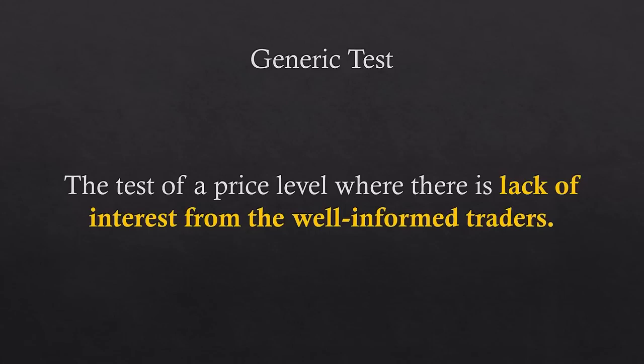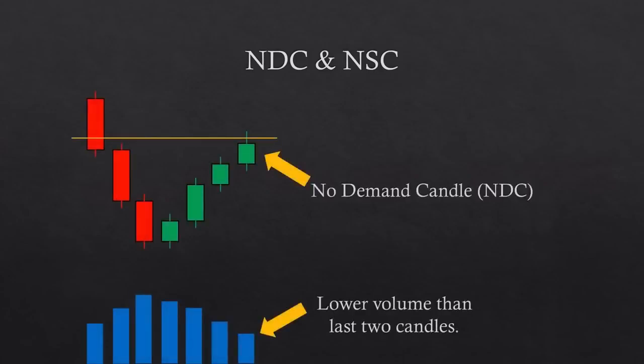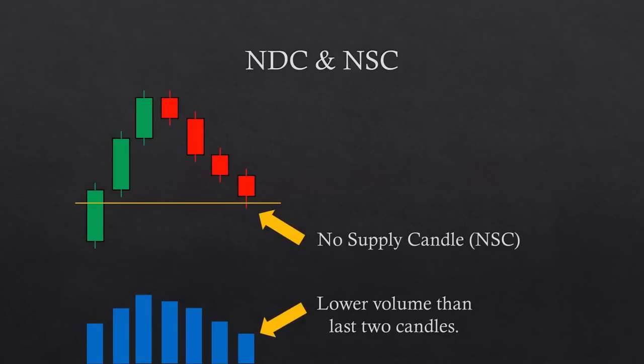We have to analyze tests in terms of volume spread analysis. In other words, to know if a test is successful or not, we need to analyze price in alignment with volume. In this context, we are looking for what are called no demand candle or no supply candle. A no demand candle is a narrow range bullish candle with lower volume than the last two candles. A no supply candle is a narrow range bearish candle with lower volume than the last two candles. The no demand candle and the no supply candle basically means a lack of interest in the corresponding direction.